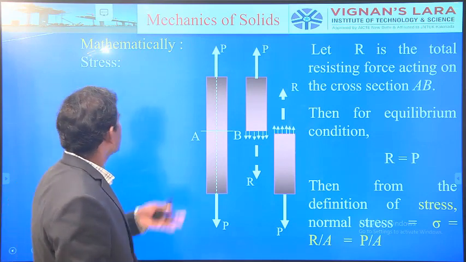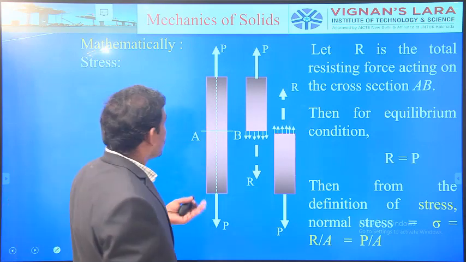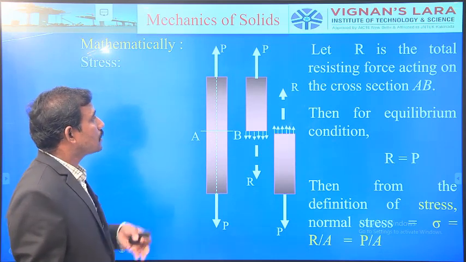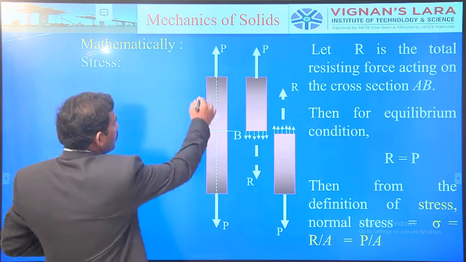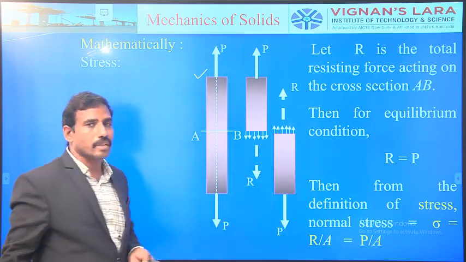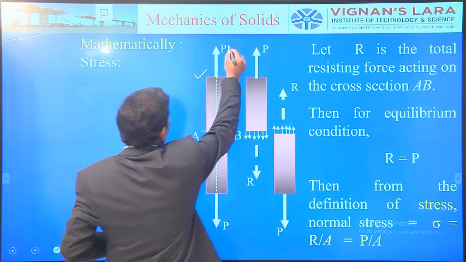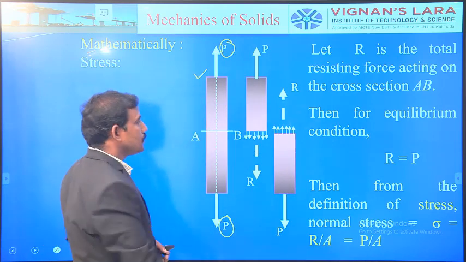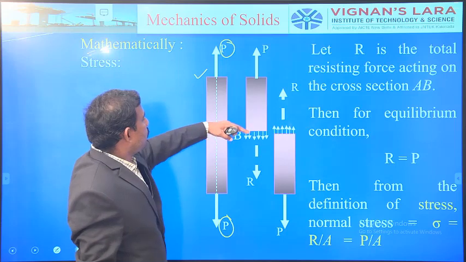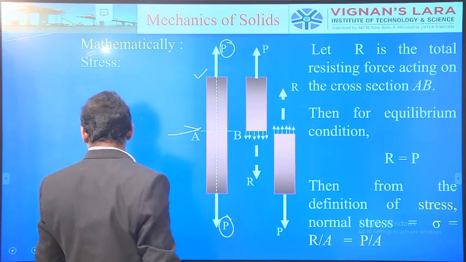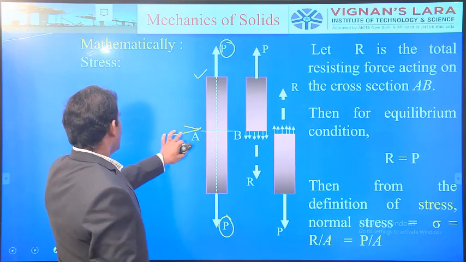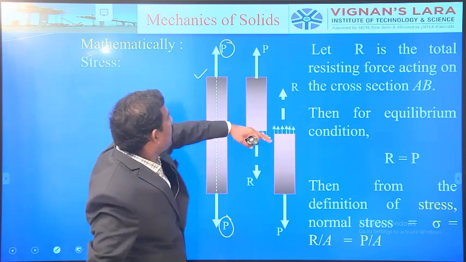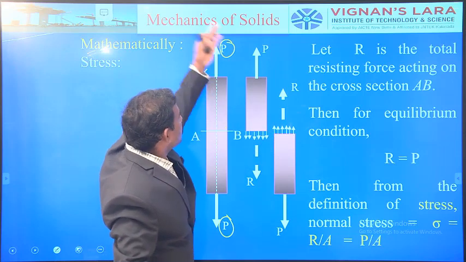Coming to the next case, let us see mathematically what the stress is and what the strain is. For example, this is a bar or a structural member. A force of magnitude P is applied axially, tensile in nature. Right? So let us consider section AB. I would like to consider the force above AB only.